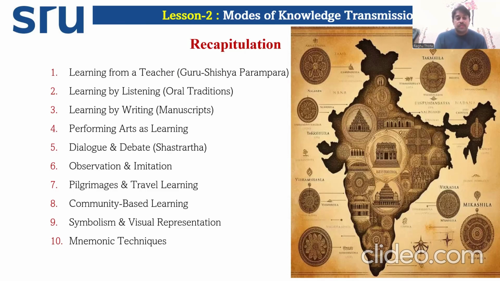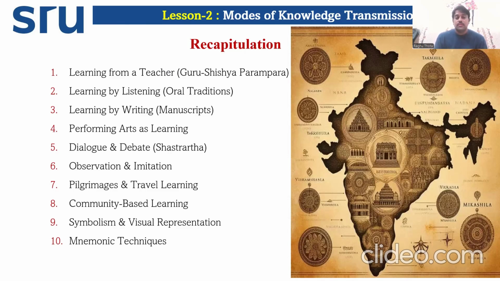Observation and imitation. Pilgrimages and travel learning. Many ancestors were very interested in going to different places in the name of pilgrimages so that they could share their culture and knowledge among different people, and different cultures could be understood by each other. Not only that, whatever knowledge they had, they transmitted to different people when they met each other. Travel is one of the best ways of transmitting knowledge in ancient times.